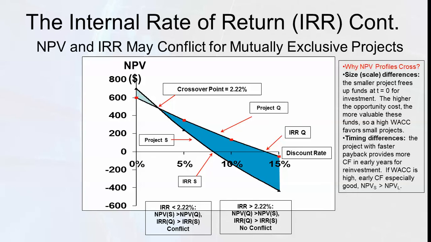The timing difference is about projects with faster payback periods. Faster payback provides more cash flows in early years for reinvestment. So if WACC is high, early cash flows are especially good, so NPVS is greater than NPVL. NPV and IRR may conflict for mutually exclusive projects.